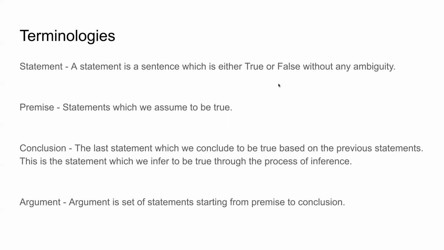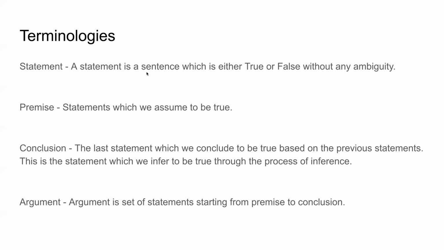For example, if I say square has four sides, this is a statement which can be either true or false. If I say something like water is very clean, this statement is ambiguous because we cannot say if it is true or if it is false. For some, the water might be clean, for some it might not be clean.